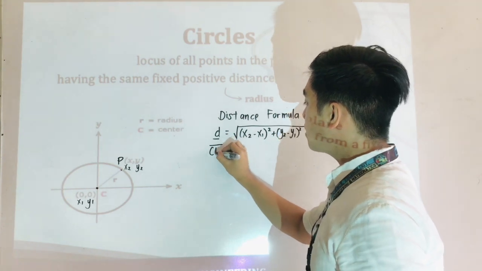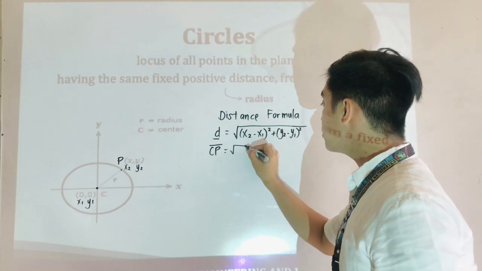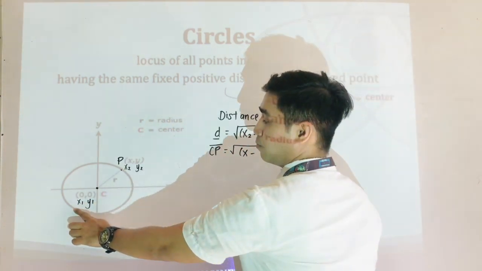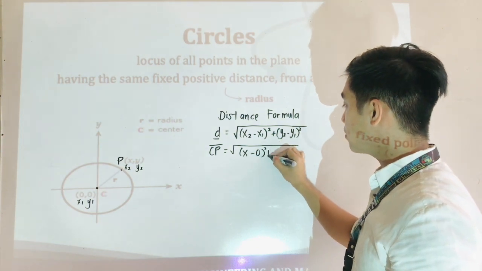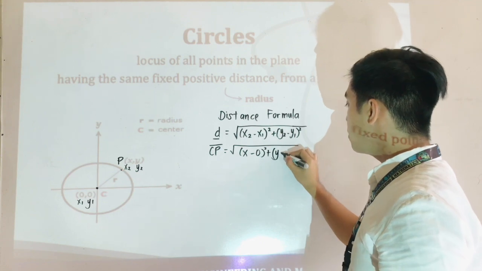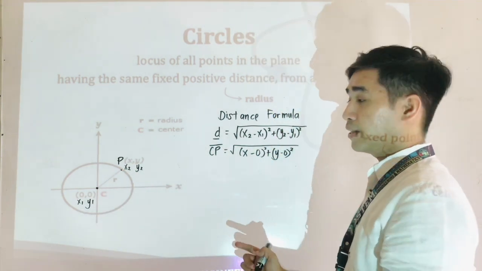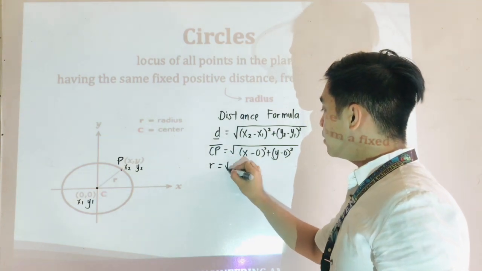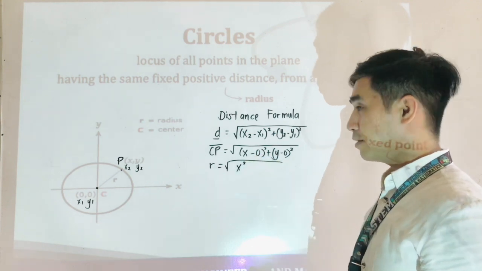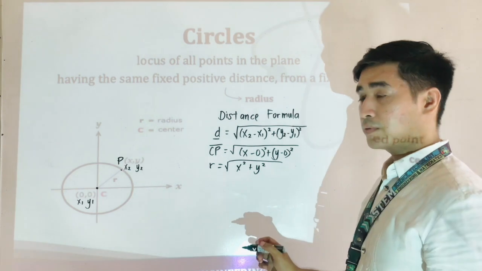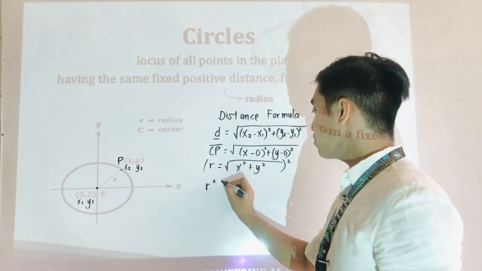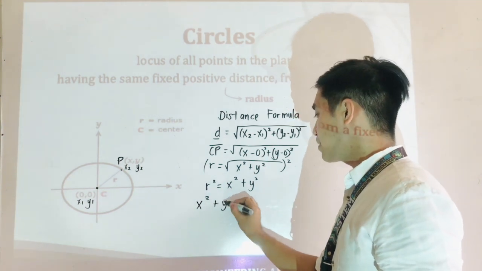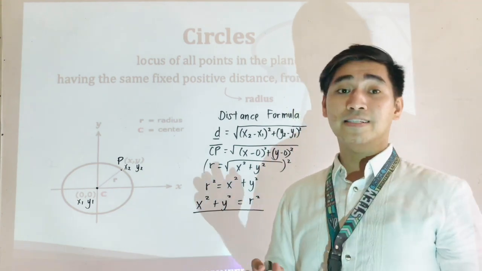Therefore, the line segment CP is equal to the square root of x sub 2, which is x, minus x sub 1, which is 0, quantity squared, plus y sub 2, which is y, minus y sub 1, which is 0, quantity squared. Again, line segment CP is the radius. Therefore, r is equal to the square root of x minus 0, which is x squared, plus y minus 0, which is y squared. Squaring both sides, we have r squared equals x squared plus y squared. Therefore, the standard equation of the circle is x squared plus y squared equals r squared when the center is at the origin.